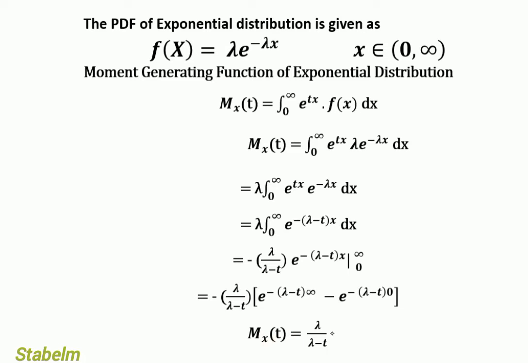Now, from this moment generating function, we need to derive our mean, and for us to get the mean, we have to differentiate this, the first order derivative, when we set t equal to 0. The first derivative of the moment generating function when t equals 0 gives the mean, that is m prime sub x of t at 0 equals E of x. When we differentiate the first order derivative and we set t to be 0, that will give us E of x.